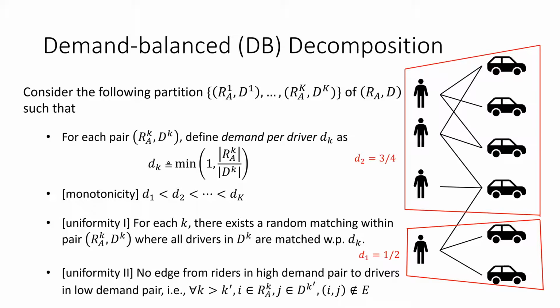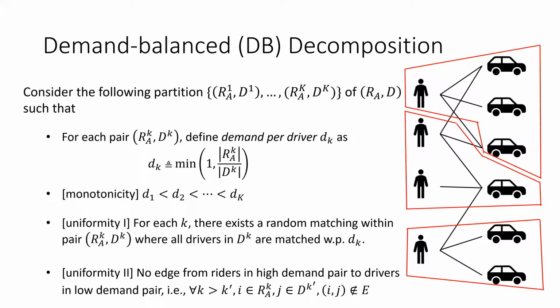And it can be observed that this partition doesn't satisfy our demand balance decomposition because it will violate uniformity 1. Because for the second pair, we cannot match every driver with probability equal to 3/4.